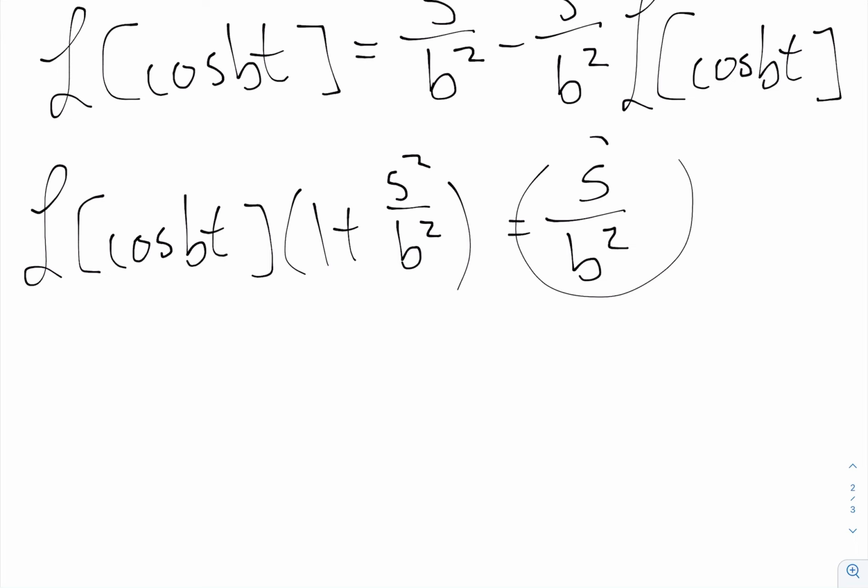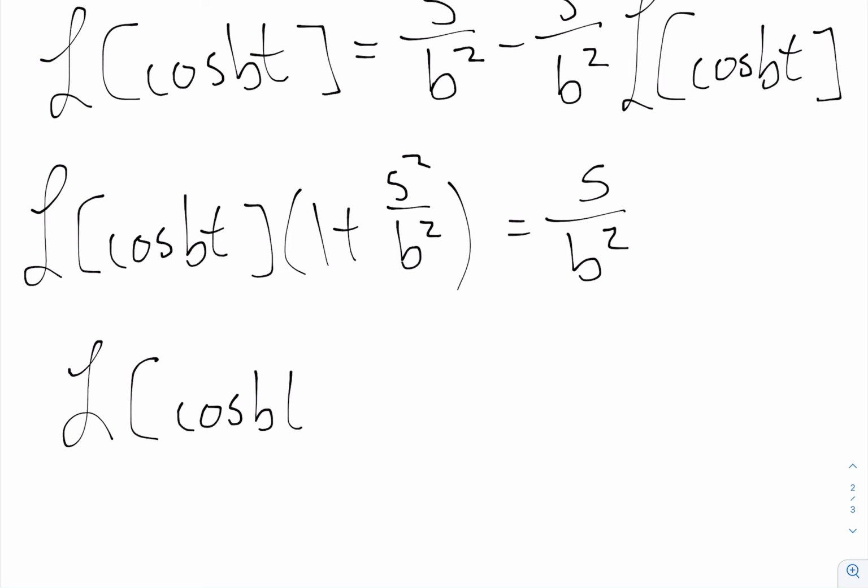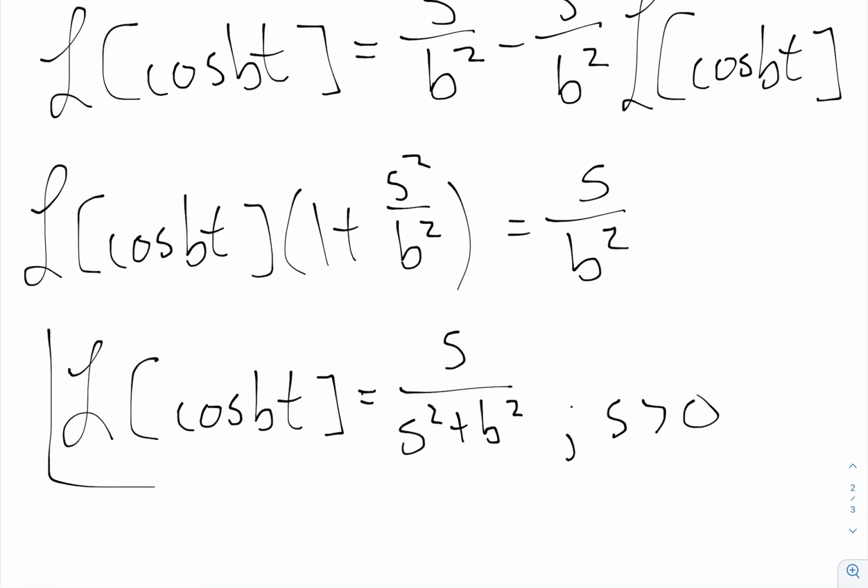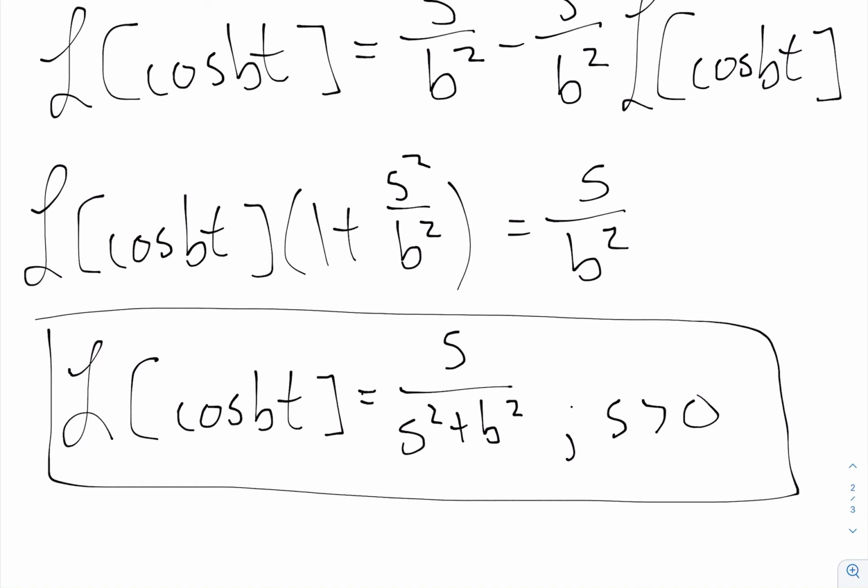And clearly this will simplify because the other side is pretty similar. So we get the Laplace transform of cosine bt, and once you simplify it, it's s over s squared plus b squared. And we're just going to say s is greater than 0. That's the only condition there. So the Laplace transform of cosine is some variable s over s squared plus b squared, where b is a constant.